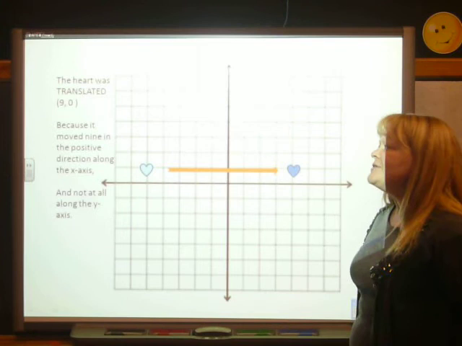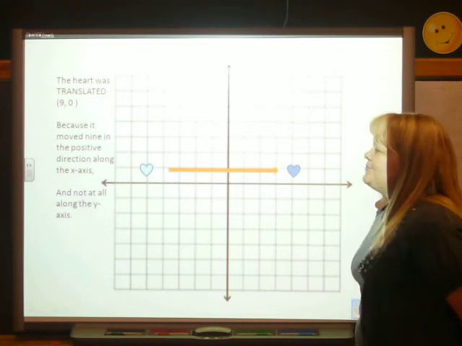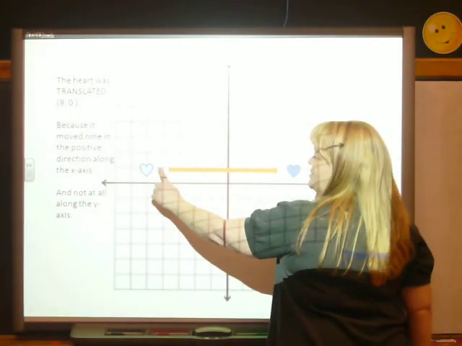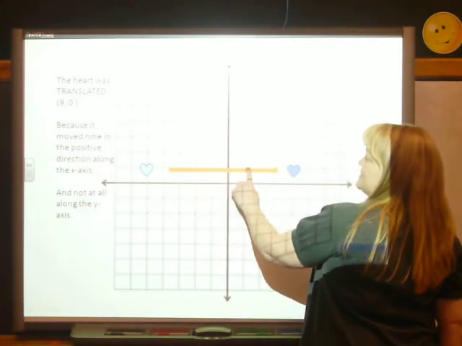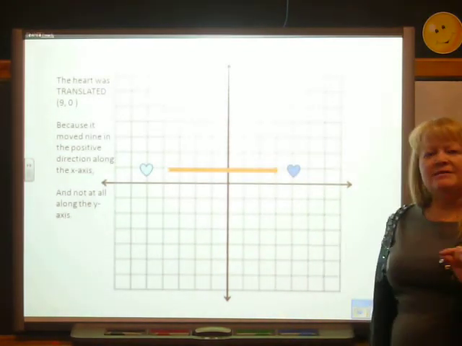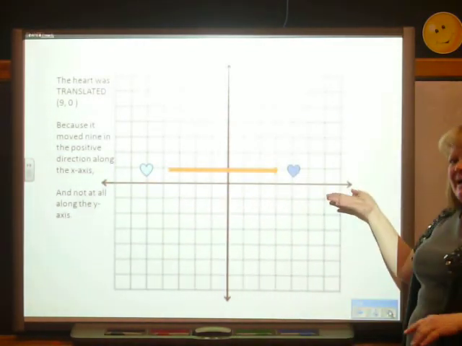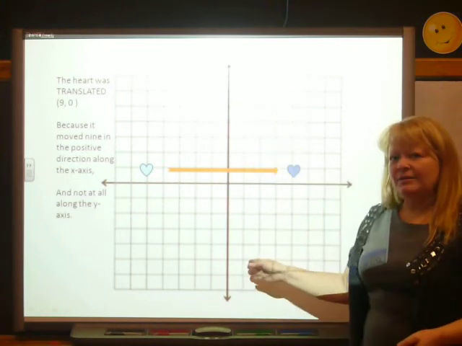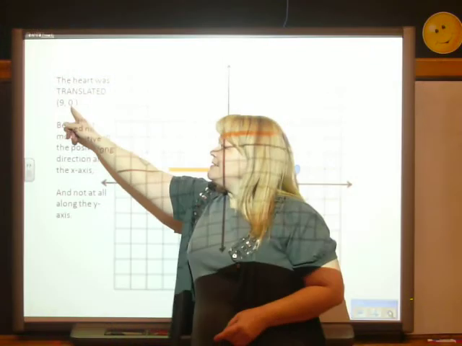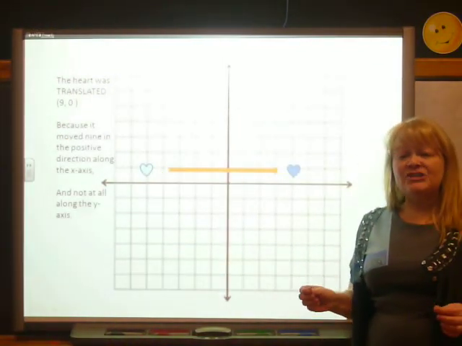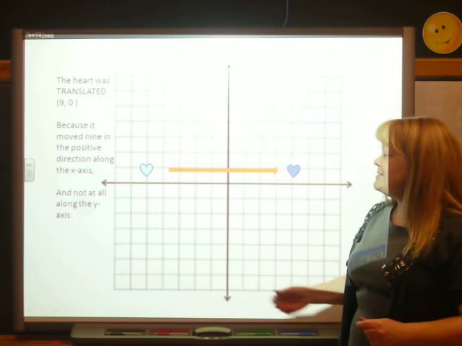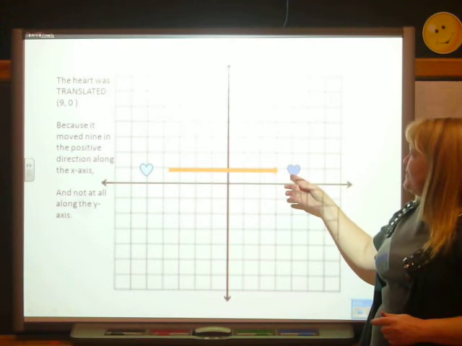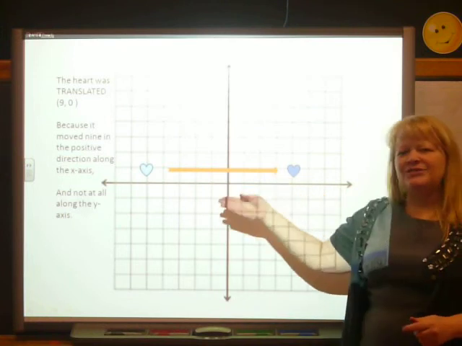Because it was moved 9 in the positive direction along the X-axis, it gets a 9 right here. So from its original position, we went 1, 2, 3, 4, 5, 6, 7, 8, 9, which moved it 9 over along the X-axis. We did not move it up or down at all along the Y-axis. Therefore, it gets a 0 in the Y spot for its translation movement, its sliding movement, because it didn't move at all along the Y-axis. So you'll see the direction that it moves is in the positive X direction indicated by that orange arrow.